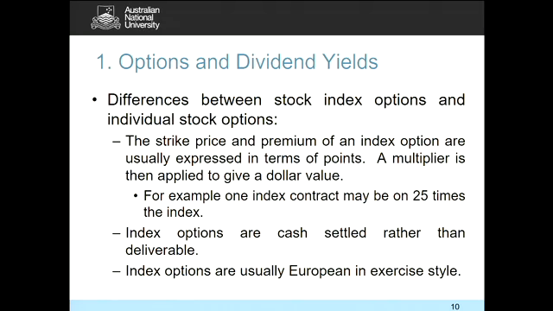Index options are cash settled, right? Because you can't actually physically deliver all the 200 shares. That's not the way index options work. So it's just going to be the difference between the spot price and the exercise price of the ASX 200 in terms of the cash difference, in terms of what you receive. And normally, they're European in nature.